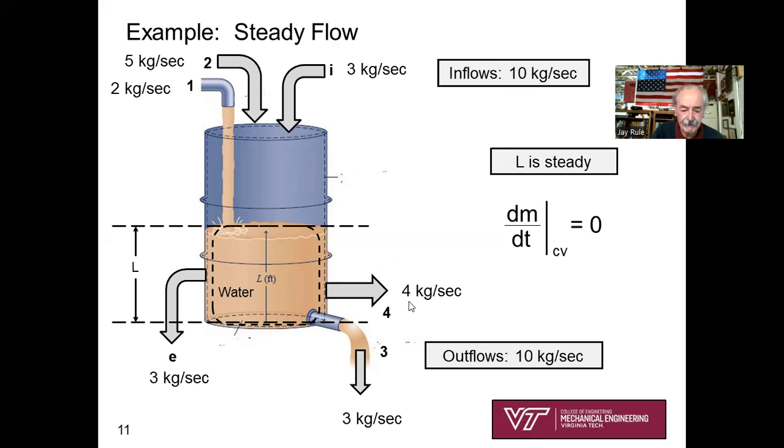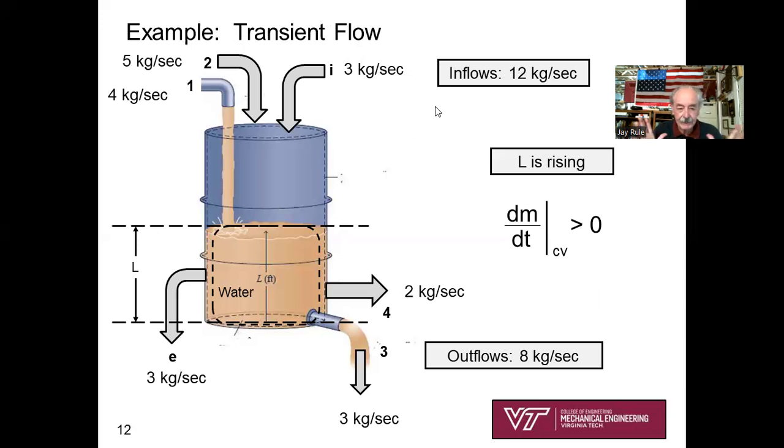Let's look at the outlets. I got 4 and 3 and 3. That's 10 going out. I've got my outflows exactly matching my inflows. That's steady flow. So L, the height of the barrel, is staying constant. The scientific expression is dm dt of the control volume is 0. My level L is staying constant since my inflows exactly match the outflows.